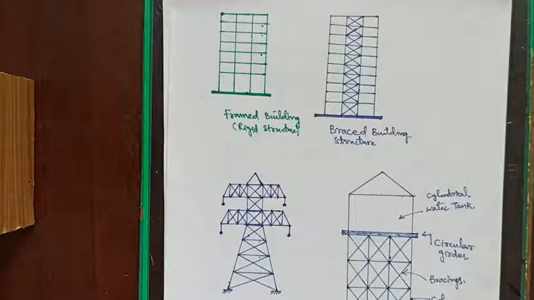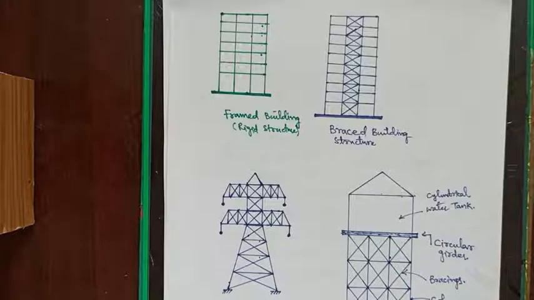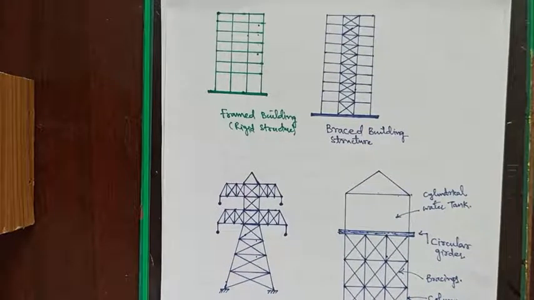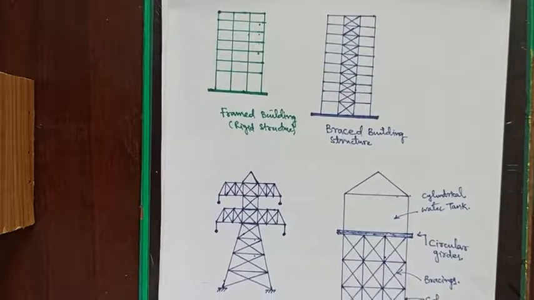So far as steel is concerned, structural steel as a building material has been extensively used in a variety of civil engineering structures. Some of the examples of civil engineering structures in steel are high-rise building skeletons, industrial buildings, transmission towers, railway bridges, overhead water tanks, steel chimneys, sports stadiums, and guide masts. As you can see, some of the steel structures are depicted in the picture. That is, we have a primary building, we have a braced building, we have a transmission tower, and we have an overhead water tank. All these structures are made up of structural steel elements.